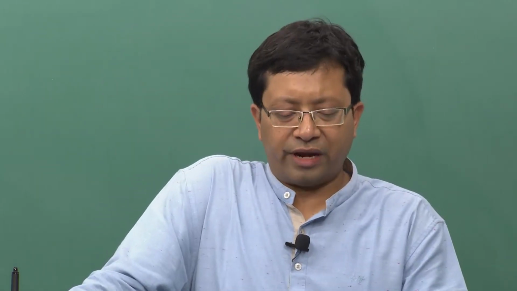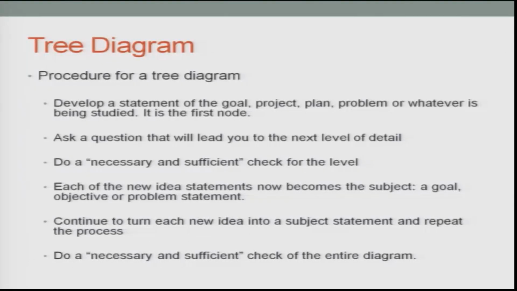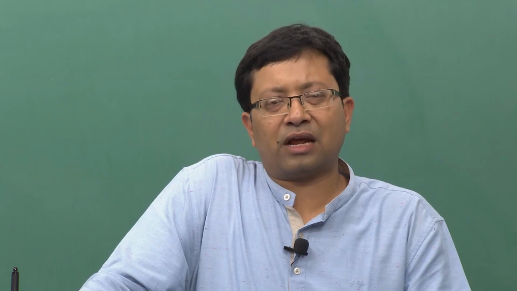To continue, the procedure for the tree diagram is to develop a statement of the goal or an idea or a project or a problem or whatever is being studied. That becomes the main node. Then you ask questions that will lead you to the next level of detail. So, say for example, I am finding that cost is an issue on the shop floor. Once I have the idea that I need to concentrate on the cost, I would go into the second level.